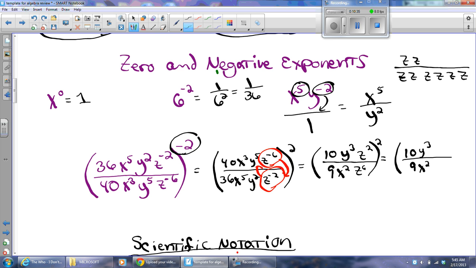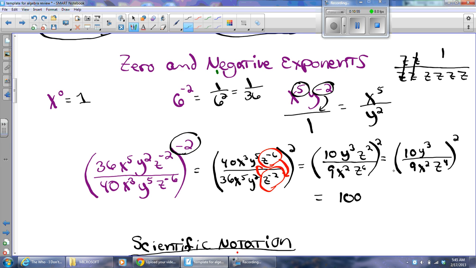Just like that. Those are going to cancel. So I'm going to get a z to the 4th in the denominator. Now I'm ready to apply that exponent. And we're going to get 100. How to get 100? I squared 10.